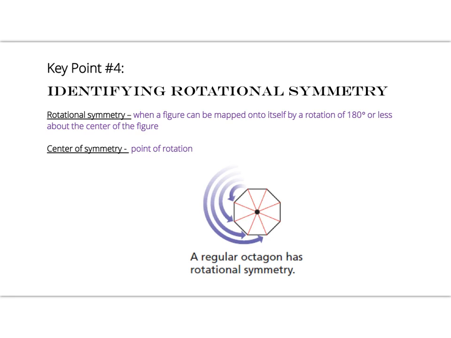8 rotations. So if I take 360 degrees and divide that by the 8 rotations, that results in a 45-degree rotation of symmetry. So every 45 degrees, it will map onto itself.